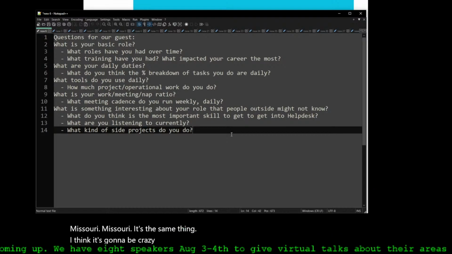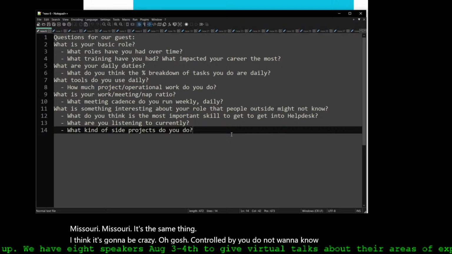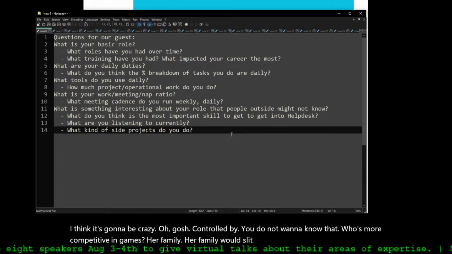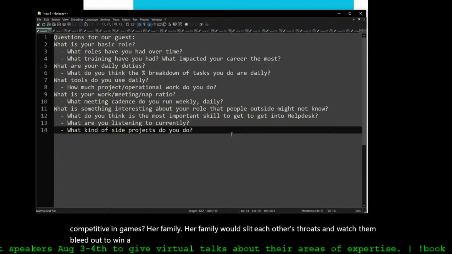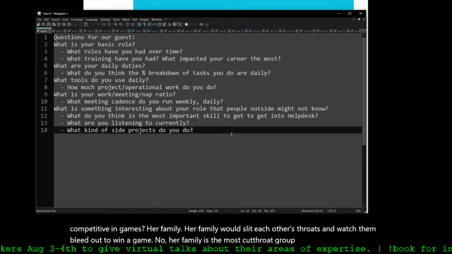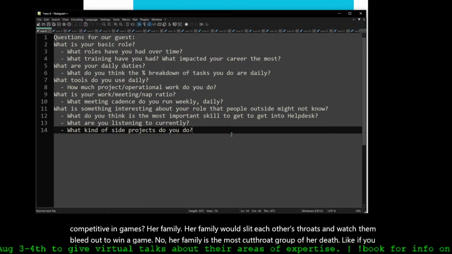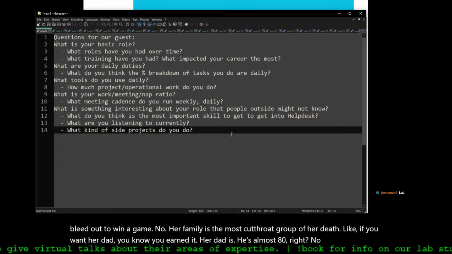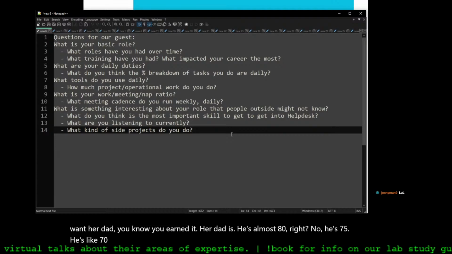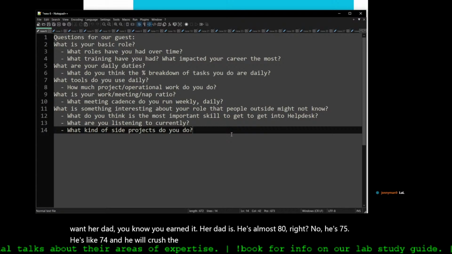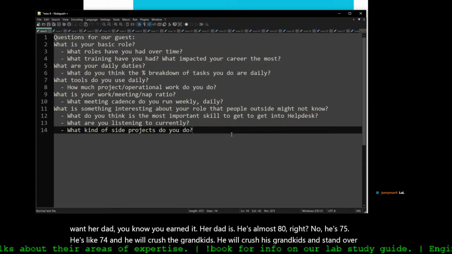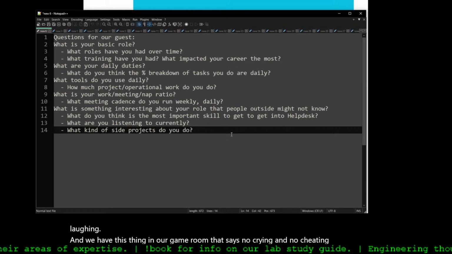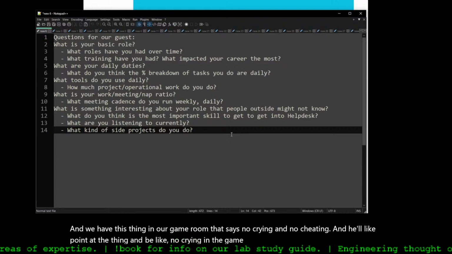Oh, gosh. Control Bite, you do not want to know that. Who's more competitive in games? Her family would slit each other's throats and watch them bleed out to win a game. No. Her family is the most cutthroat group. We grew up with her dad. Like if you won against her dad, you know you earned it. Her dad is almost 80, right? No, he's 75. He's like 74, and he will crush the grandkids. He will crush his grandkids and stand over them laughing. We have this thing in our game room that says no crying and no cheating, and he'll point at the sign and say no crying in the game room. He crushes them.